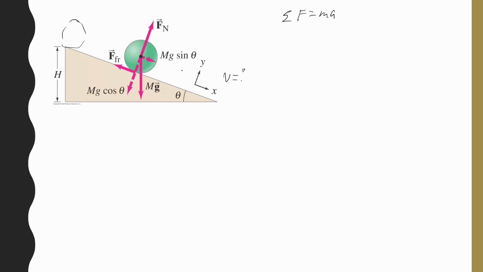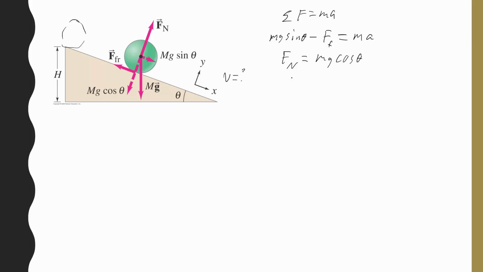So in the x direction, we've got a component of gravity, mg sine theta, minus friction, because that goes up the ramp, equals the mass of this sphere times a. In the y direction, basically the sum of the forces equals 0, and so the normal force is going to equal the vertical component of gravity. So we can say normal force equals mg cosine theta.